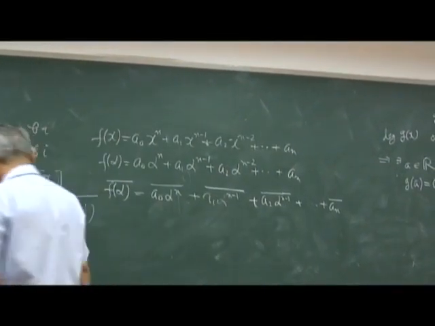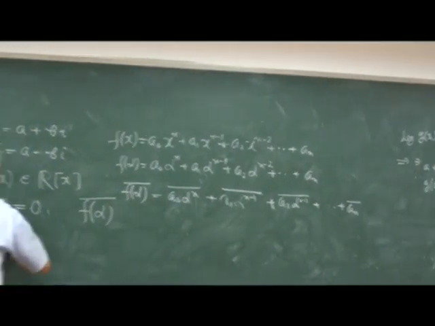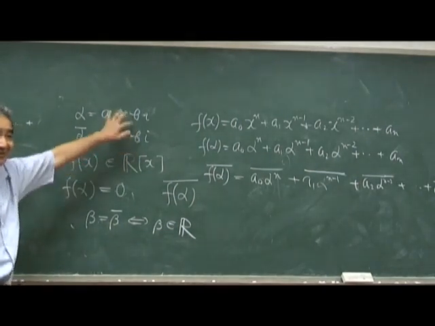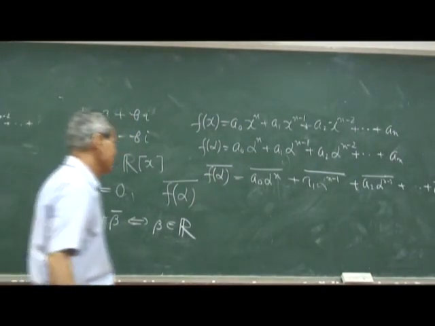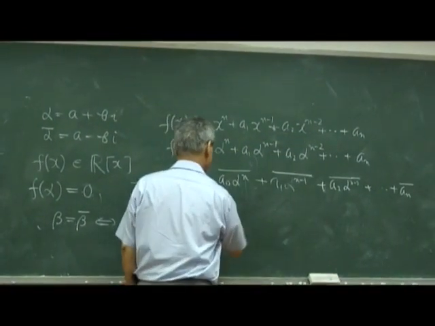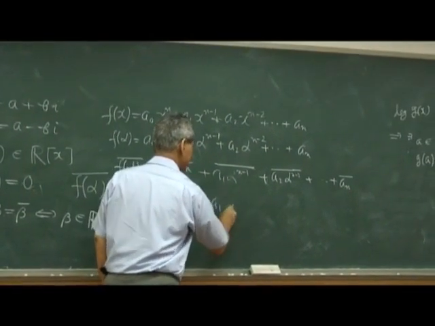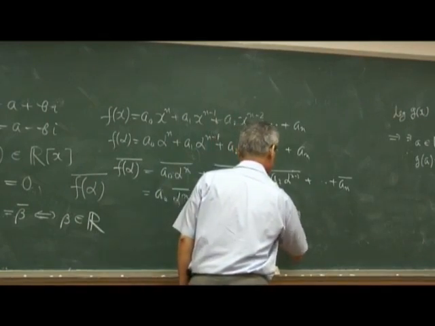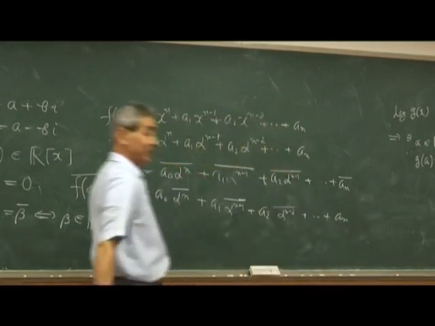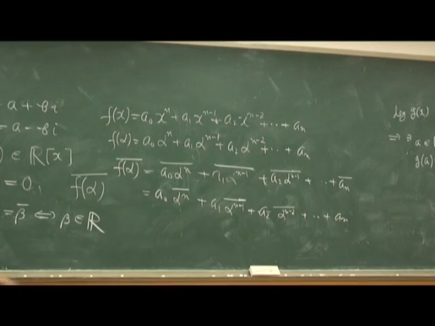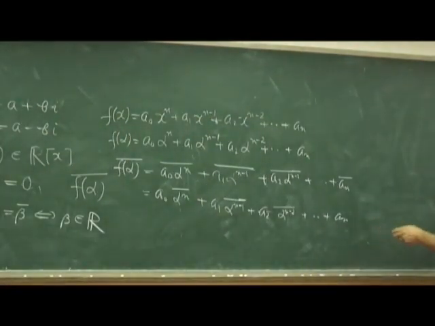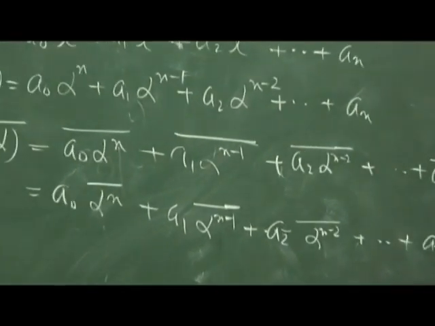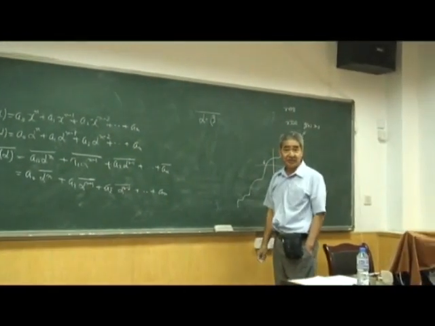The first important fact is that beta equals beta bar if and only if beta is real, because conjugation only changes the imaginary part and doesn't change the real part. So since A0, A1 and so on are real numbers, each coefficient stays the same. This one is okay. Yeah? And now, the important part of this complex conjugation is the following.